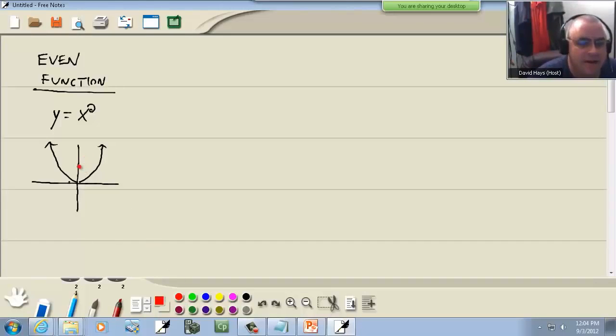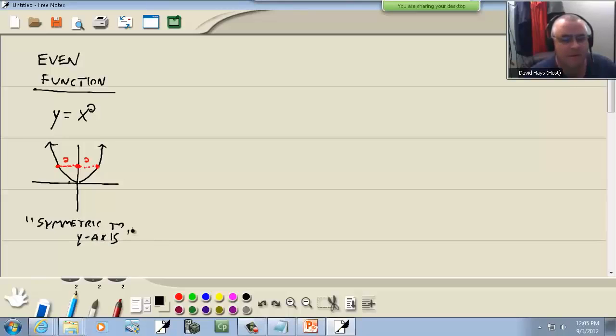If we were to look at a point on a graph, we look at the distance over to the y-axis. Let's say that distance is 2. This distance straight over on the other side to our graph would also be 2. Basically, what it means to be an even function is it's symmetric to the y-axis.